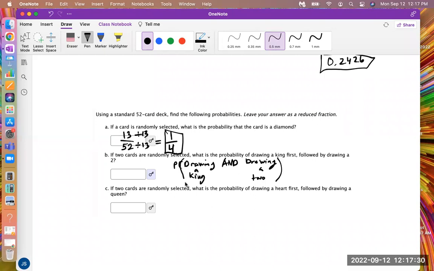Whenever we calculate this and probability, we have to ask, are they independent? It means, if we did draw a king first, does it affect the probability of us drawing a two? And it does. I'm thinking we're taking the cards out. They're not really clear on this problem about whether it's with replacement or without replacement. So I'm going to assume that we're not replacing the card.